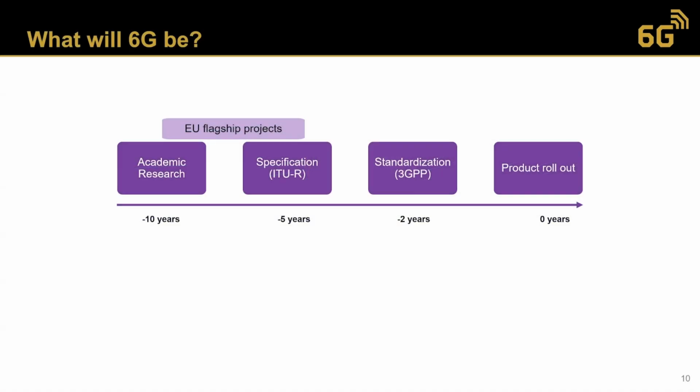Now, if you look at the timeline, whenever a generation is rolled out, there's a life cycle of about 10 years in the making. So we can see that first a generation starts with academic research, and then it goes into specification by ITU, and then it goes into standardization, for example, by 3GPP and other standardization bodies, and finally the product rolls out, right? And in this first phase, there are also usually EU flagship projects, which are like larger scale projects within the EU, which try to research these generations.